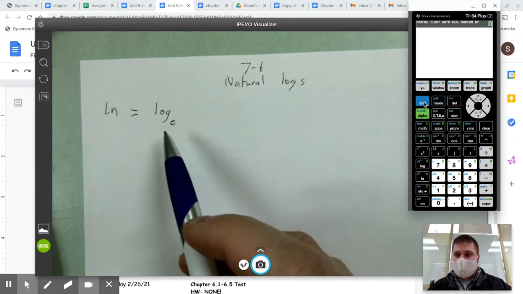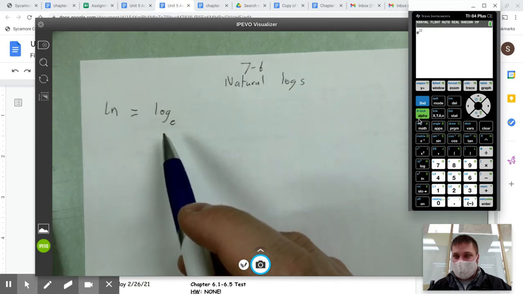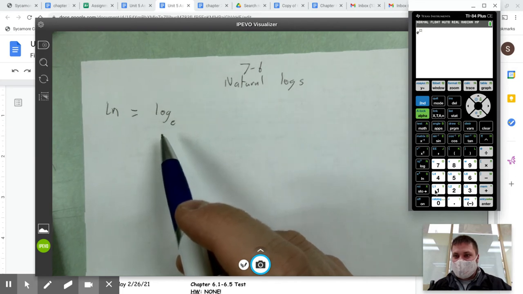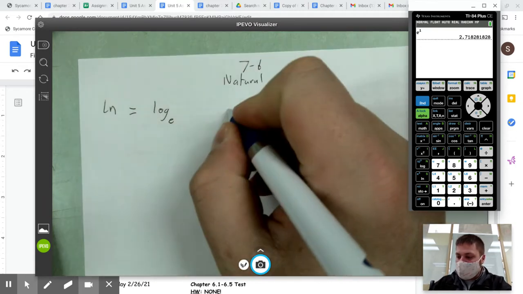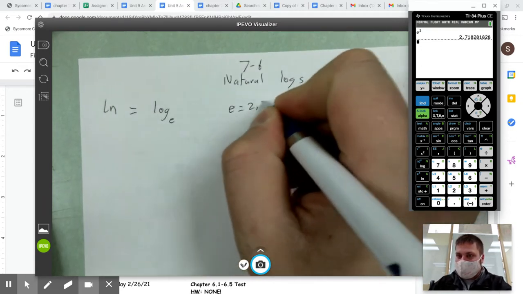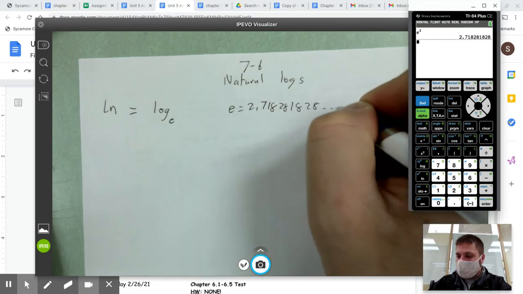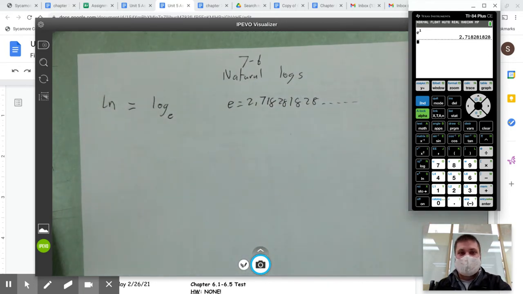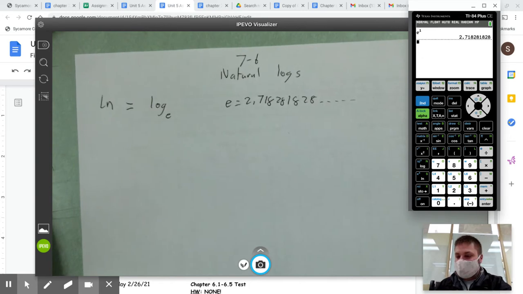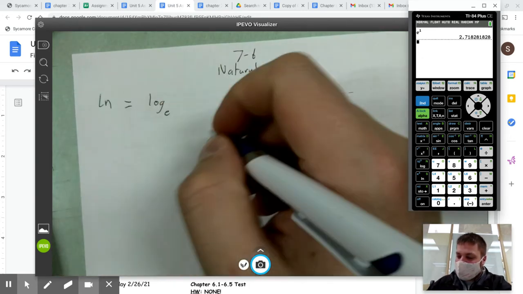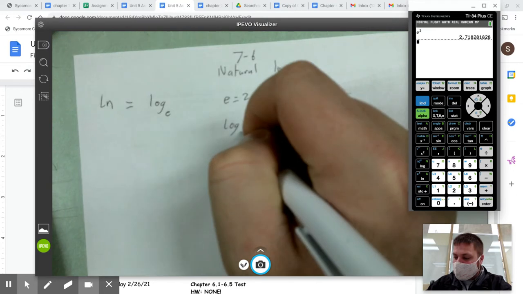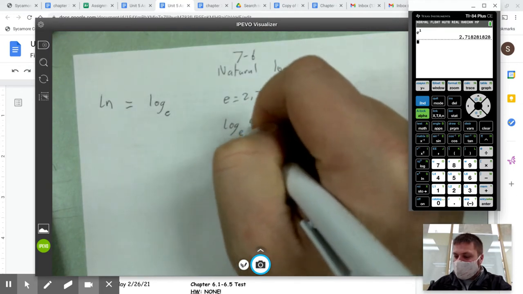If we want to figure out what number e is, we go second and the ln button. Notice how that's e to the x. So if I go second ln, I get e. And if I put e to the first power, then I'll be able to see what the number e is. So e is really the number 2.718281828, and so on. It keeps going forever. It's irrational.